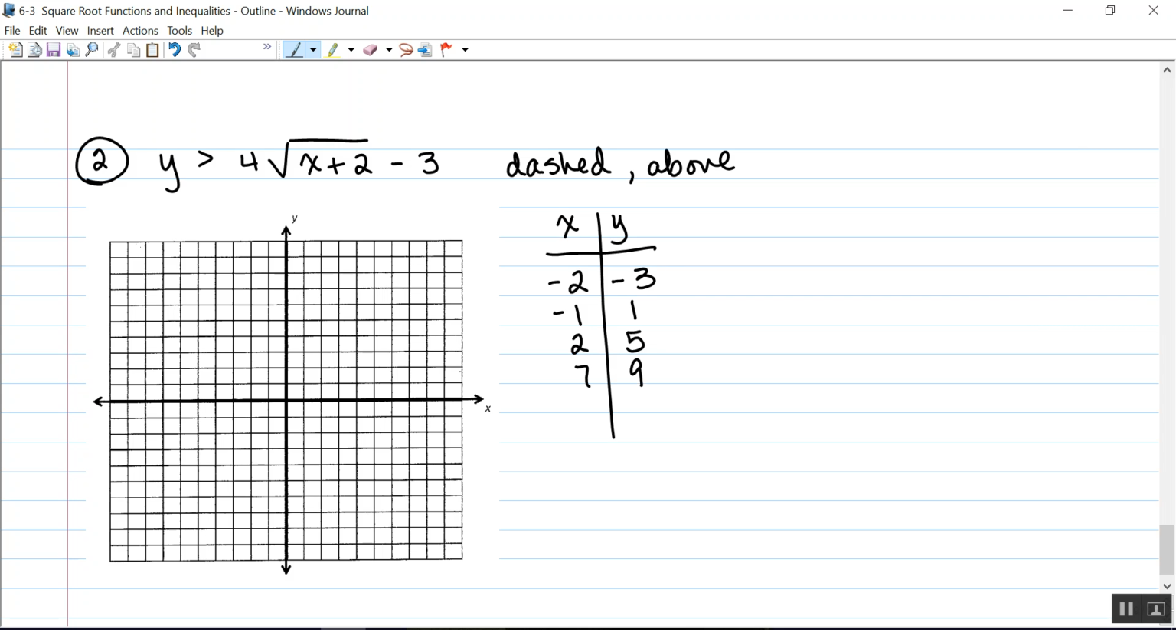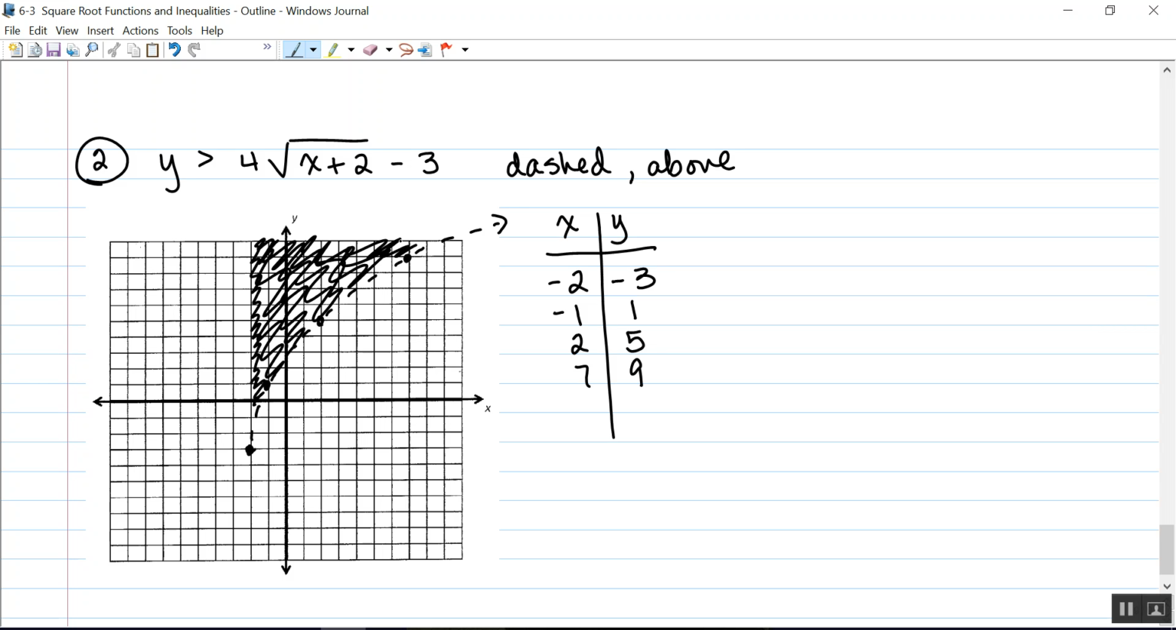And let's graph those points. So -2, -3, -1, 1, 2, 5. This is actually going to be quite wide. And let's see, 2, 4, 6, 7, 9. Okay, and actually that makes sense because of the 4 in front there. So this is dashed. Okay, and I need to shade above, and so that's going to be this area in here, but don't go any further to the left than that because that's as far as it goes.